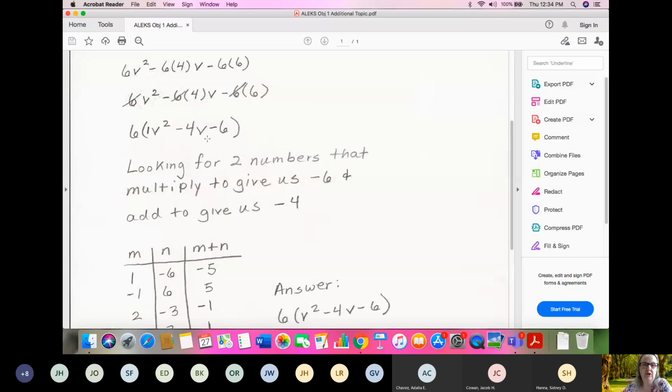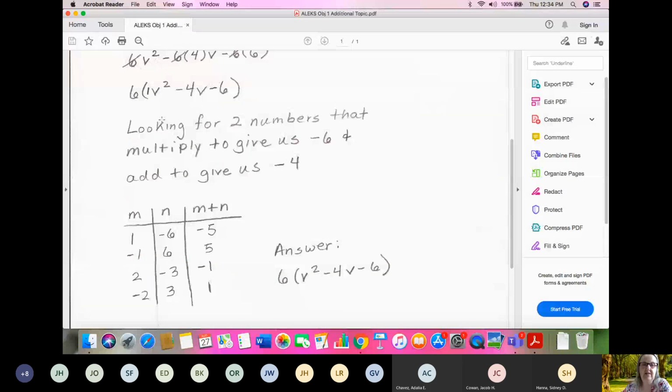So we're looking for two numbers that multiply to give us, what? These outside numbers: 1 times negative 6, which is negative 6. And add to give us this middle number, which is negative 4.